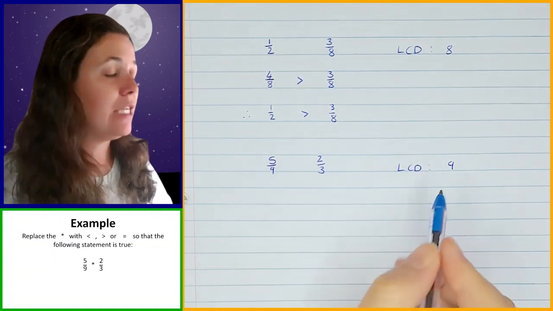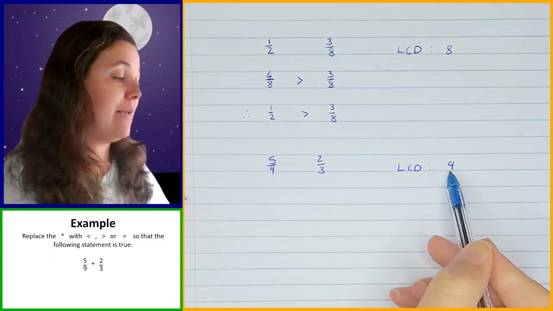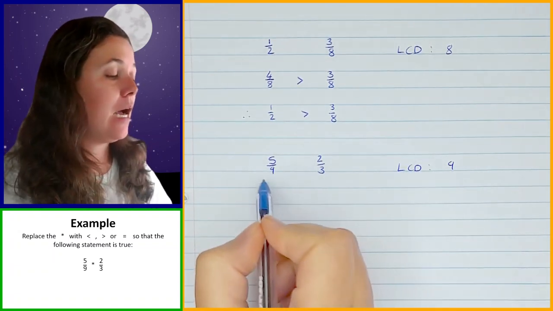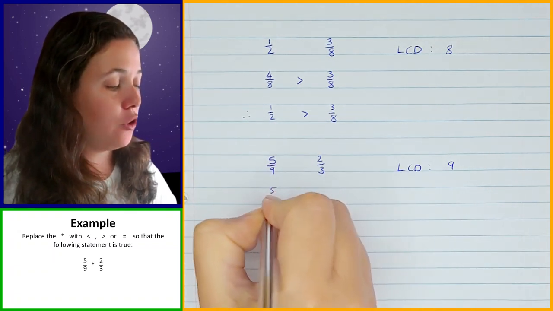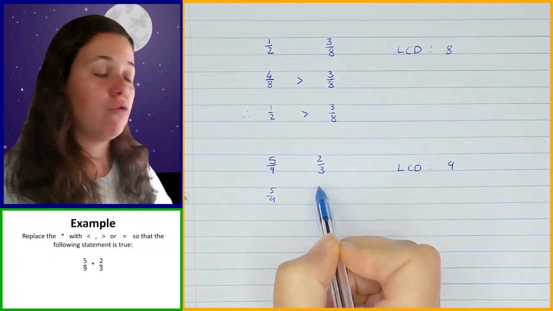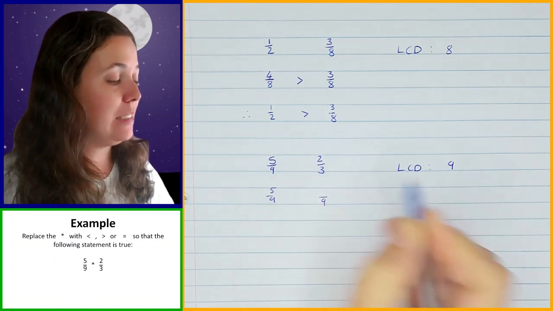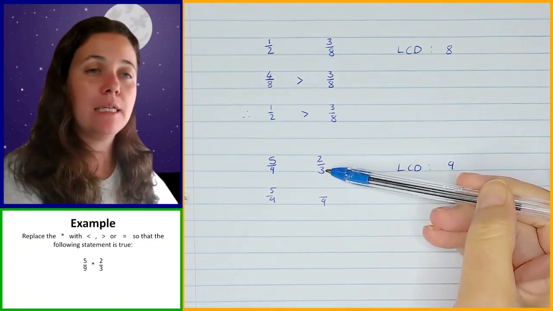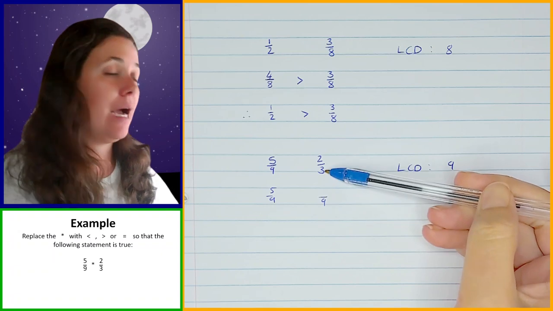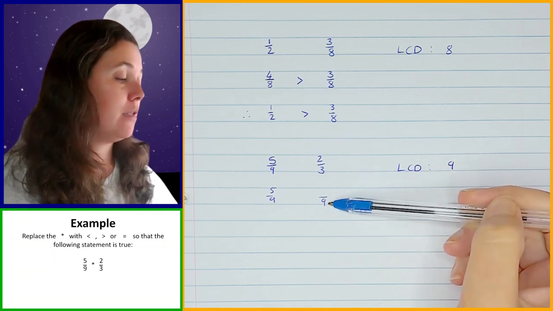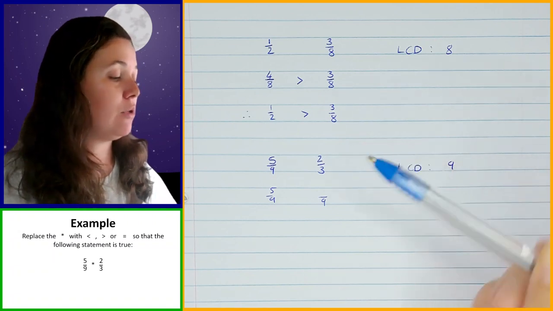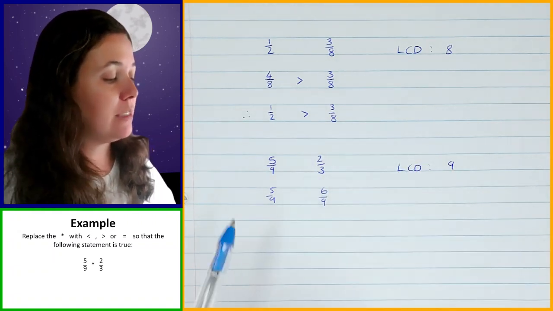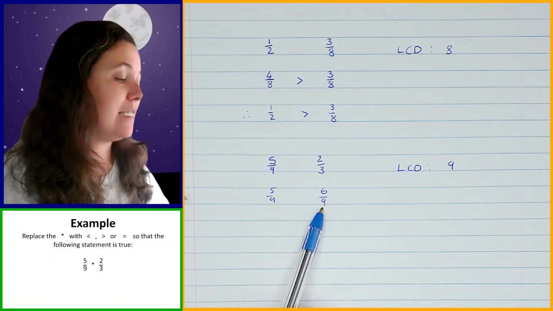So now, when I change them to have the same denominator as the LCD, this one I don't have to change at all because it already is over 9. So it's going to be 5 over 9. But this one I'm going to write as something over 9. So now I need to see, what did I do to the denominator to change it to 9? I need to multiply that by 3, which means I need to multiply the numerator by 3 as well. So it's going to be 2 times 3, which is 6. So now I've got 5 over 9 and 6 over 9.